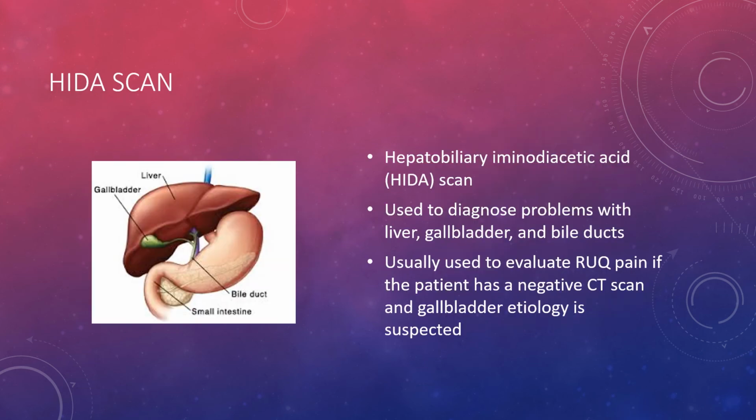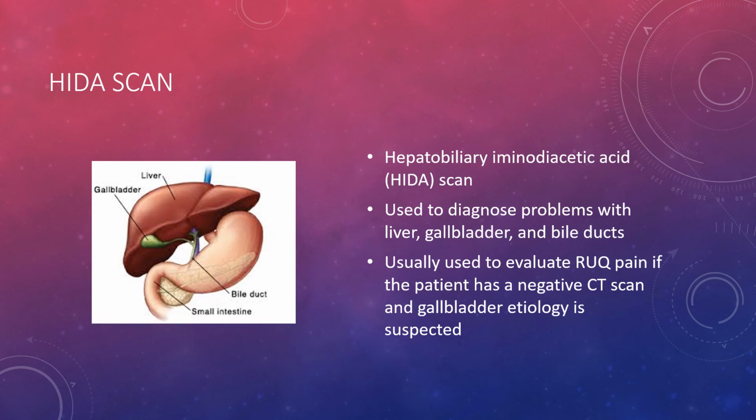HIDA scan, so hepatobiliary iminodiacetic acid scan. It's used to diagnose problems with the liver, gallbladder, and bile ducts. So it's usually used to evaluate right upper quadrant pain if the patient has a negative CT scan and gallbladder etiology is suspected. So this is also called a cholecystography. Scintigraphy. I'm butchering the name.